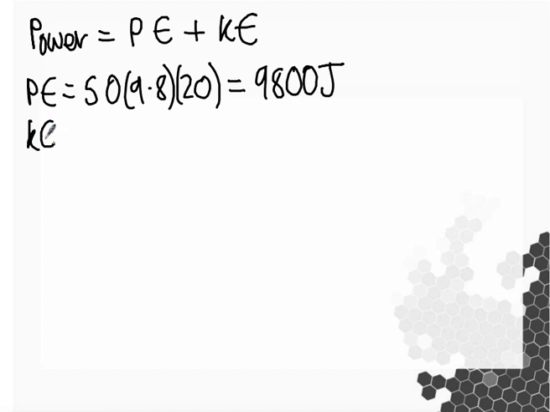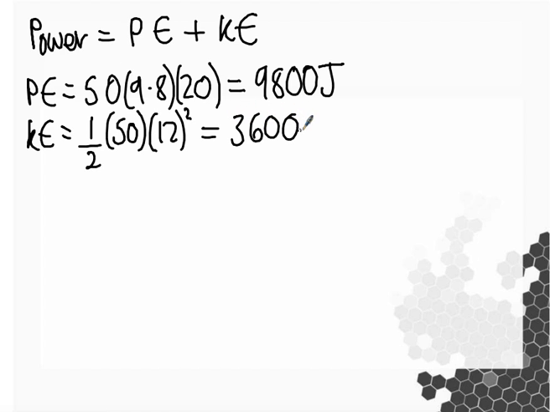Next, the pump has to give the water a discharge speed, and so that's going to be giving it kinetic energy. Now the kinetic energy is going to be half times the mass, which is 50 kilograms, times the velocity squared, which is going to be 12, so we're having to give this 50 kilograms of water 12 meters per second velocity. If we multiply these together, we get that we're giving the water a further 3,600 joules of energy.